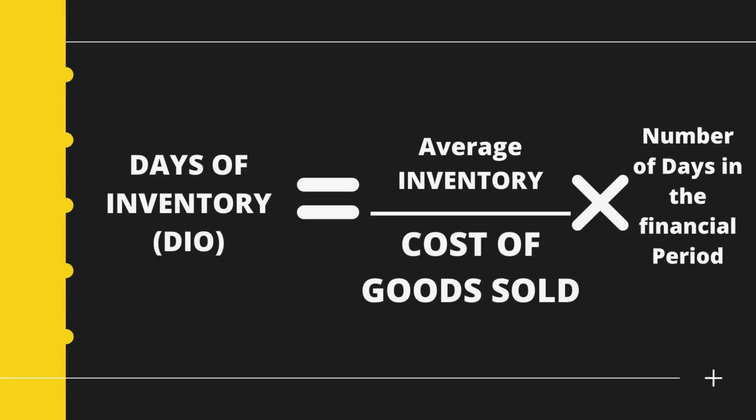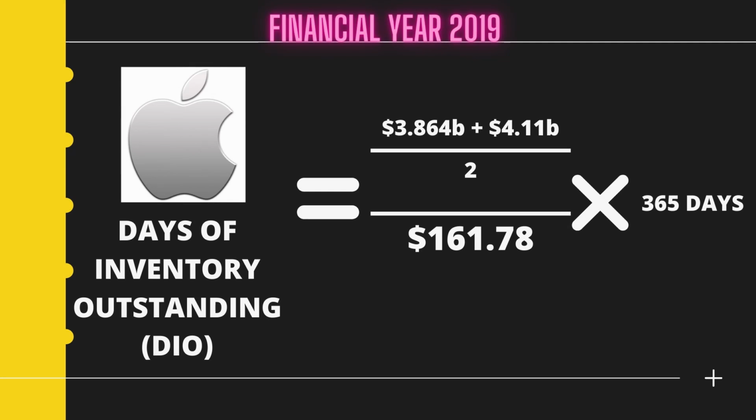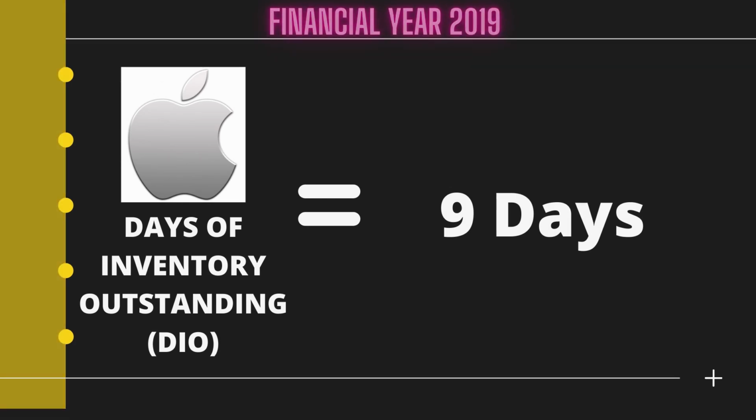Another important ratio you must know is days of inventory. Again, the formula is similar. Days of inventory is just the average inventory divided by cost of goods sold times the number of days in the period. Going back to our example of Apple, it has a days of inventory of just 9 days. This shows us that Apple can turn over all its inventory every 9 days. In this case, a smaller number is better, showing that the company is more efficient in managing its inventory and does not need to keep a large stock to run its business.